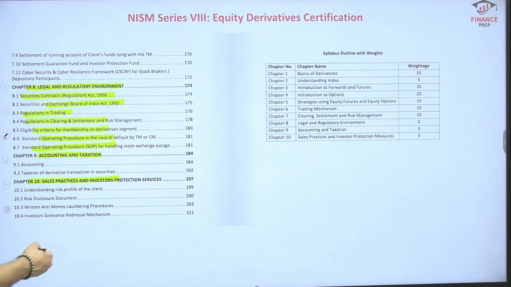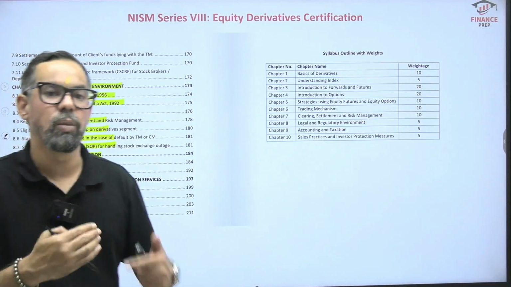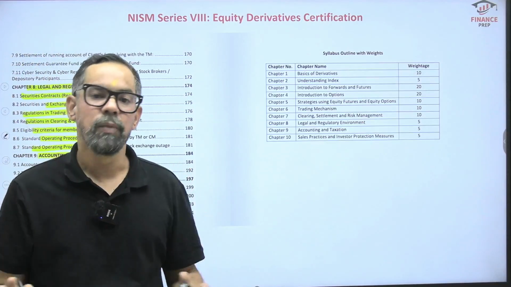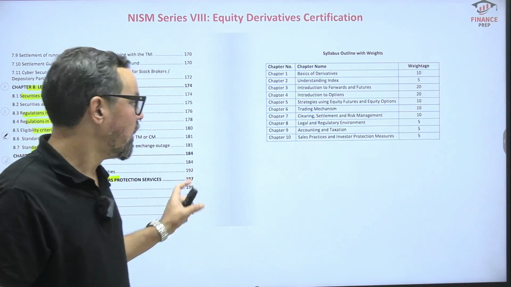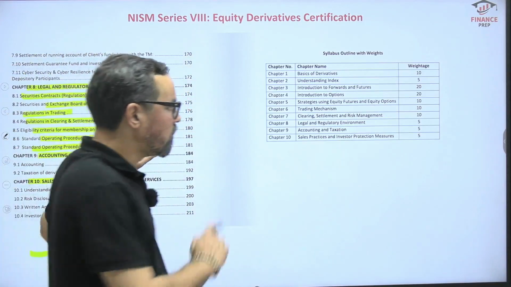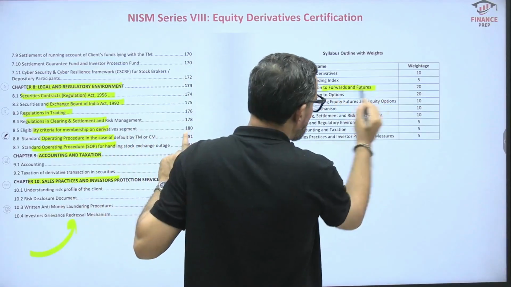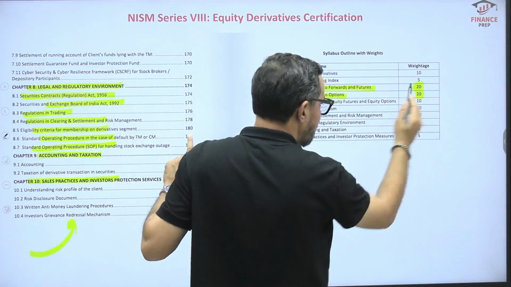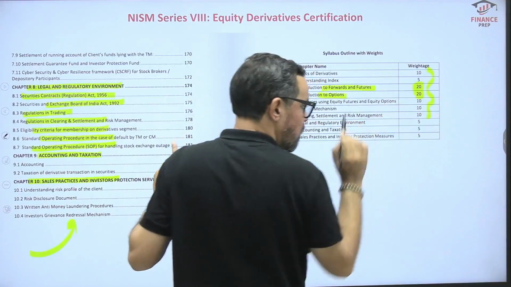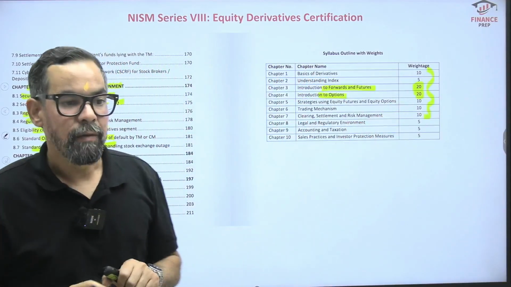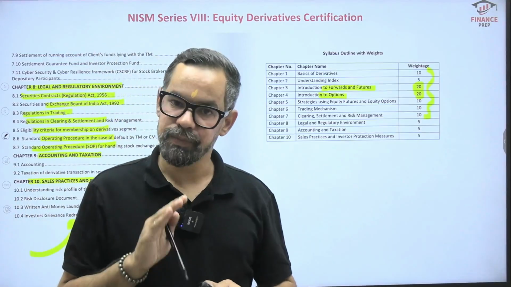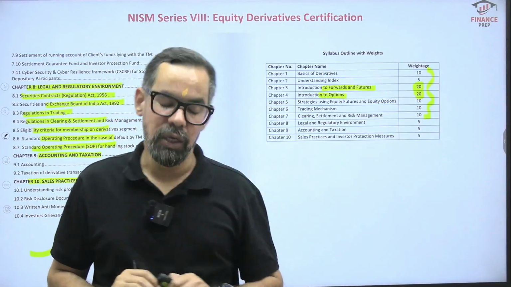Like if you work around this particular one or any dealership and others, what things you have to consider at the time of KYC, due diligence, or whenever you're suggesting something to your future client itself, right? So of all these 10 units, these two, future, forward and options, have maximum weightage, and even these two also, right? So this is something key when it comes to NISM 8 or equity derivatives.